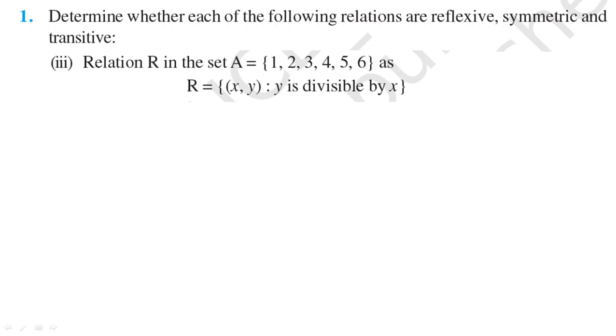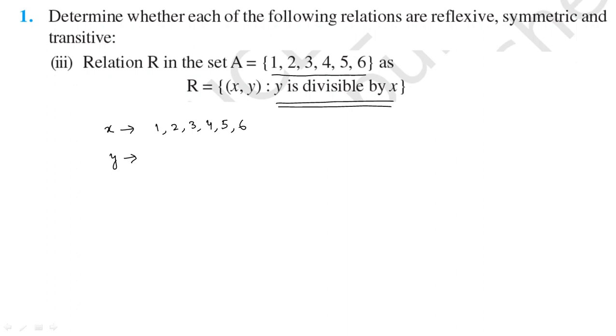Now, what about the third question? The points are 1, 2, 3, 4, 5, 6. Now, the condition is y is divisible by x. Now, what about x? X is 1, 2, 3, 4, 5 and 6. These are the values of x. And what about y? Now, y is divisible by x. What is the meaning of this? Any idea?